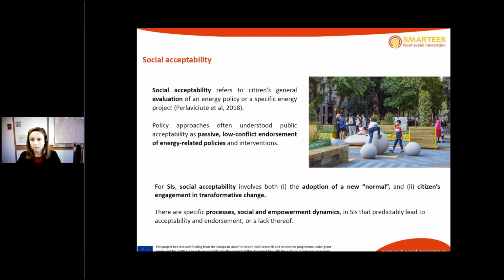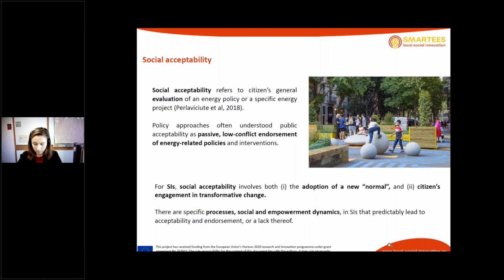But however, policy approaches often understand public acceptability as a passive, low-conflict endorsement of energy-related policies and interventions. However, for us and for social innovations, social acceptability involves both the adoption of a new social innovation, a new energy project, for example, but also involves the citizens' engagement in transformative change. So for us, social acceptability involves an active behavior from citizens and active support as well.